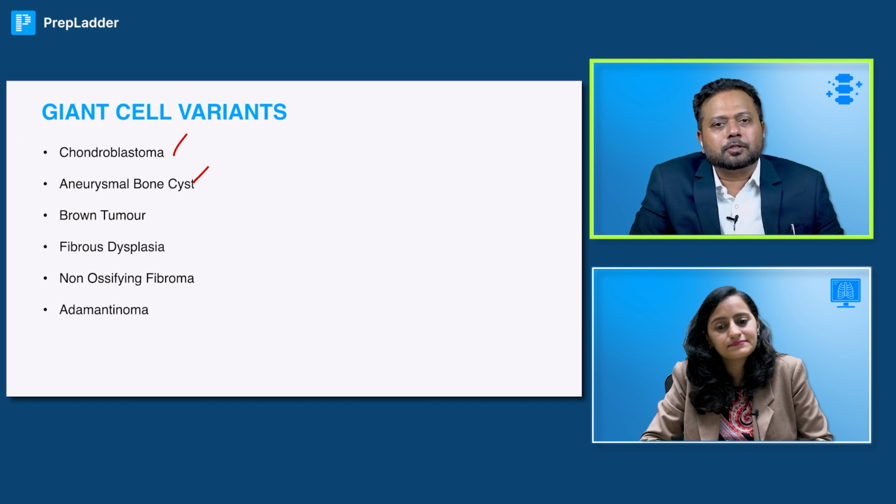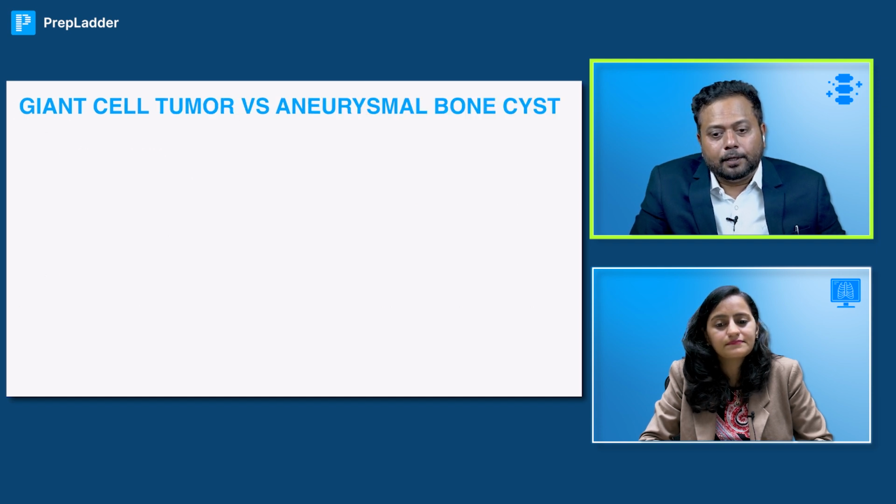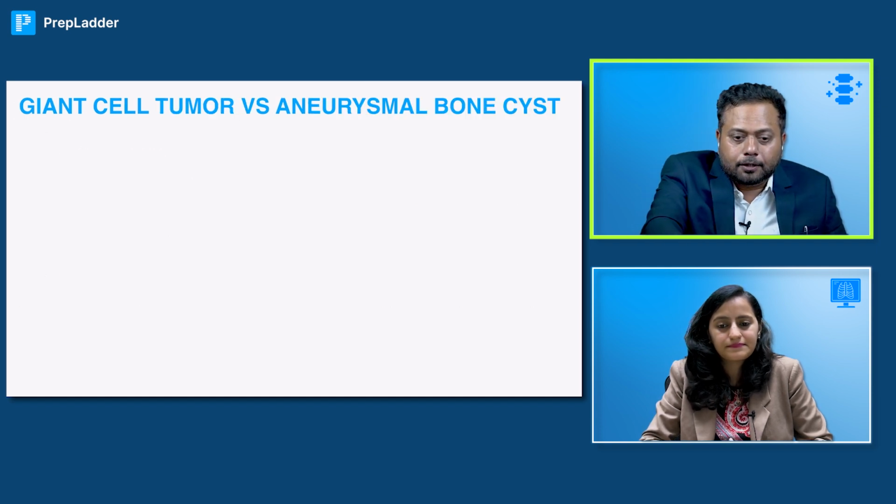Aneurysmal bone cyst is not a true tumor. It is a hamartoma, a faulty formation, a harmless condition. We had seen that in hyperparathyroidism, brown tumor. Fibrous dysplasia, again, is a differential diagnosis. Non-ossifying fibroma, adamantinoma, which happens in the mandible, again is a differential diagnosis. Now, ma'am will tell us how to differentiate giant cell tumor from aneurysmal bone cysts.